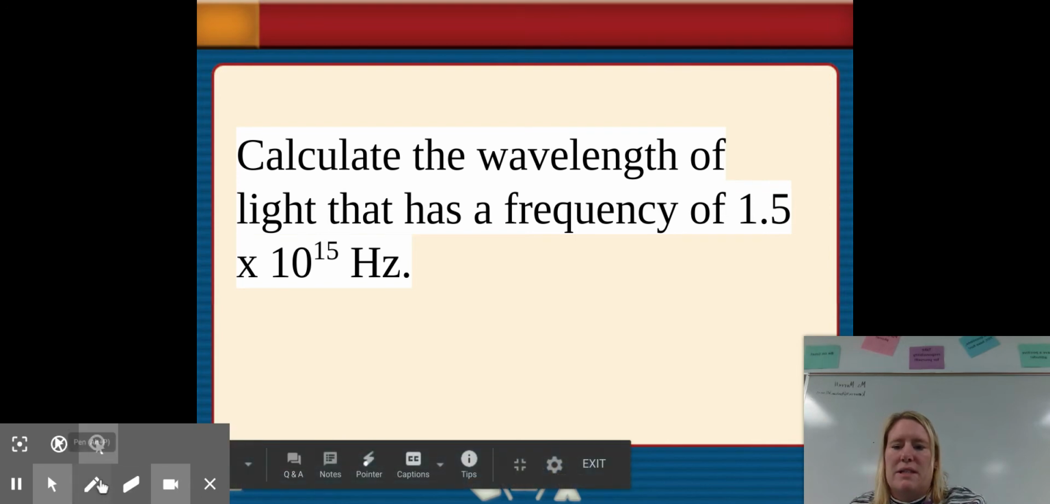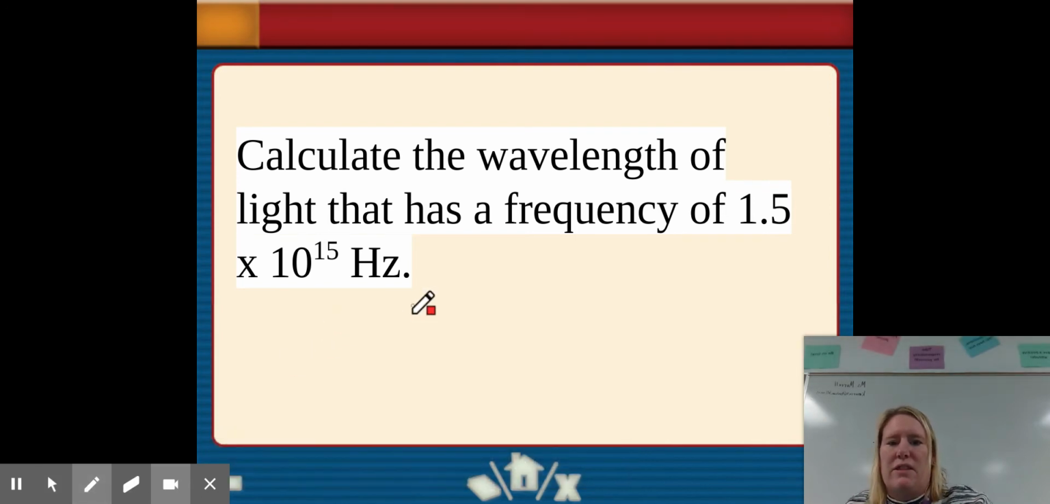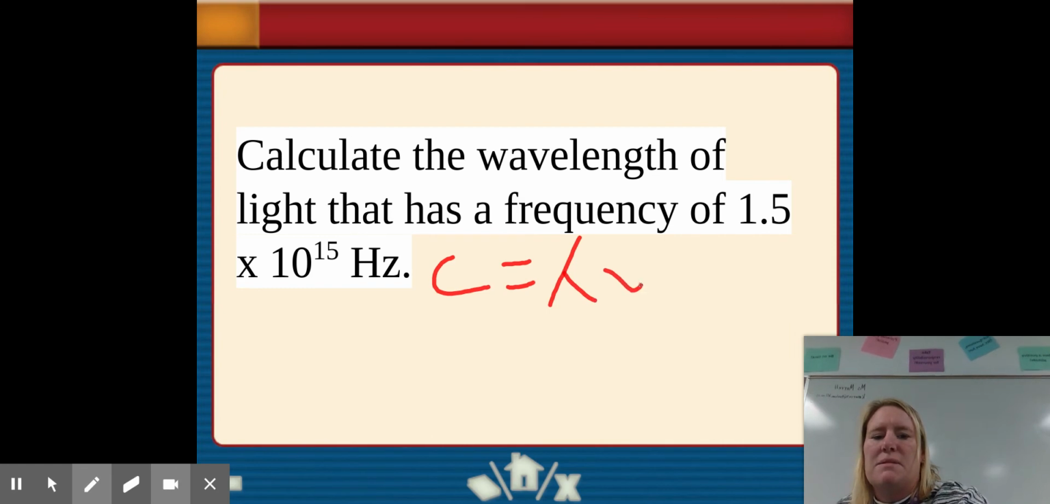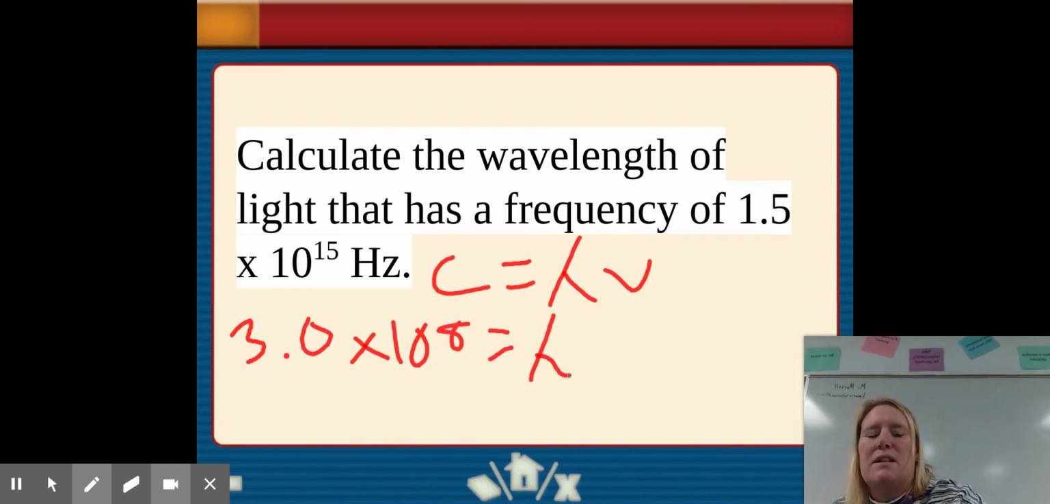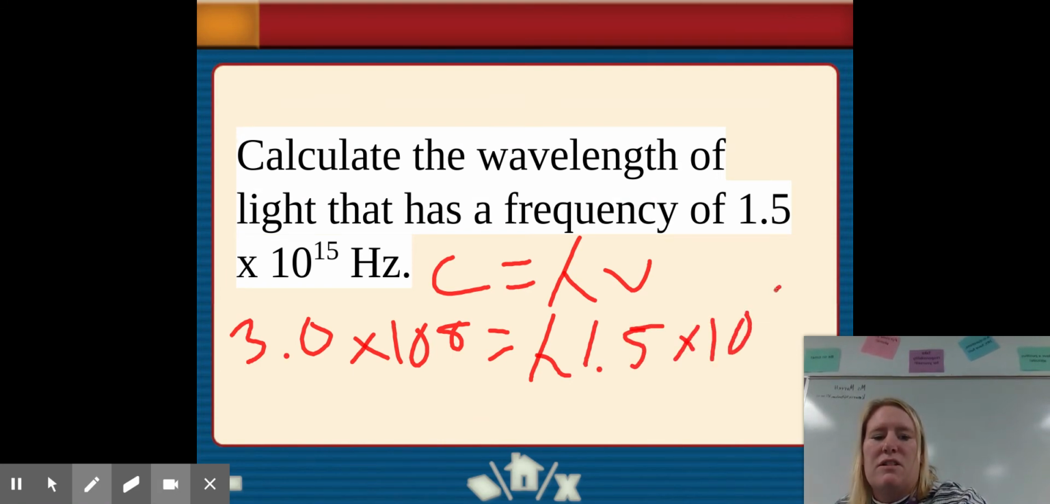So here we go, let's take a look at this. We have a frequency of 1.5 times 10 to the 15th hertz. So c equals lambda times nu. c we know is 3.0 times 10 to the 8th, and we know that equals lambda times nu. And we are given nu, so that's 1.5 times 10 to the 15th.